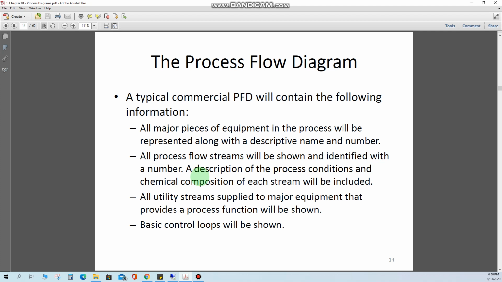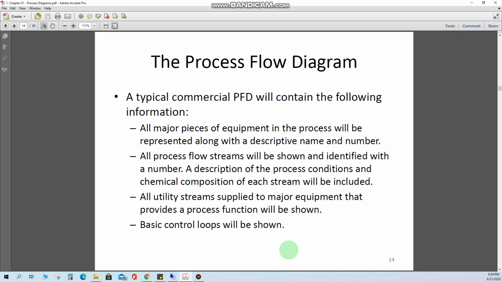Third one, all utility streams supplied to major equipment that provides a process function will be shown. So the utility streams, the utility can be air, it can be cooling water, or it can be a heat stream. So you should show all the utility streams and how those utility streams interact with the major equipments. Sometimes the utility streams can be mixed with the process streams for heating and cooling purposes, but most of the time there is an indirect contact through the heat exchangers to supply and exchange the heat.